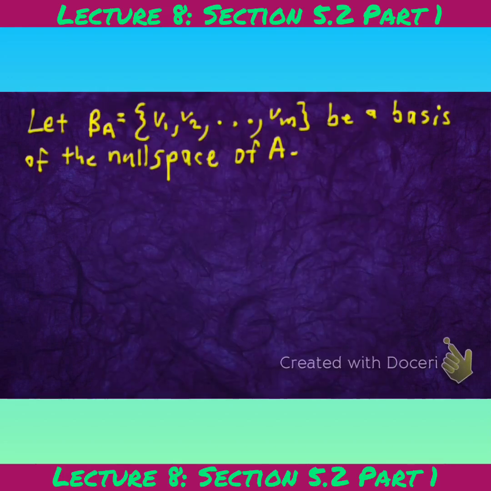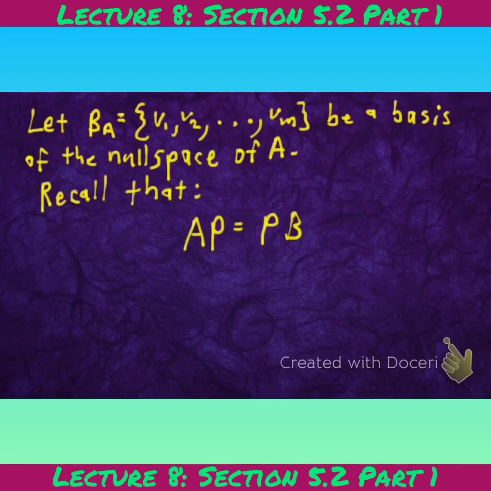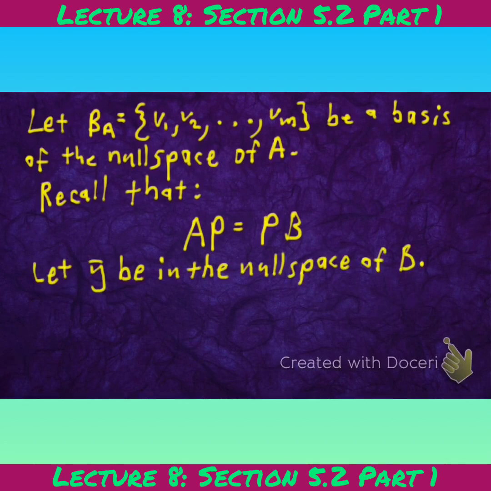Right, so let's take a basis for the null space of A. There's the basis, and we're going to use that basis to find a basis for the null space of the matrix B. Recall that AP is the same as PB. Let's take a vector y to be in the null space of B.